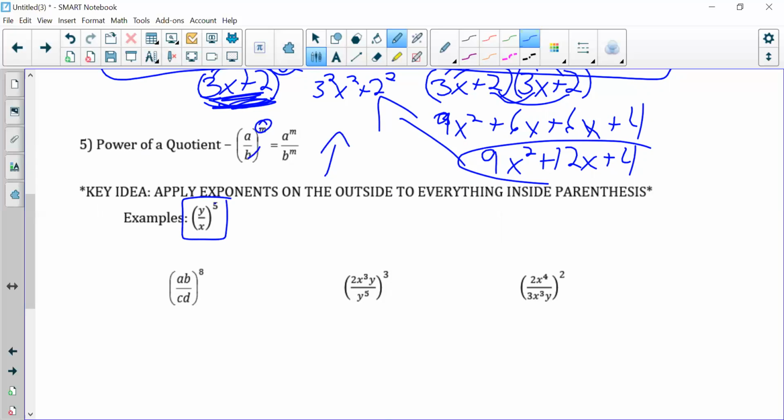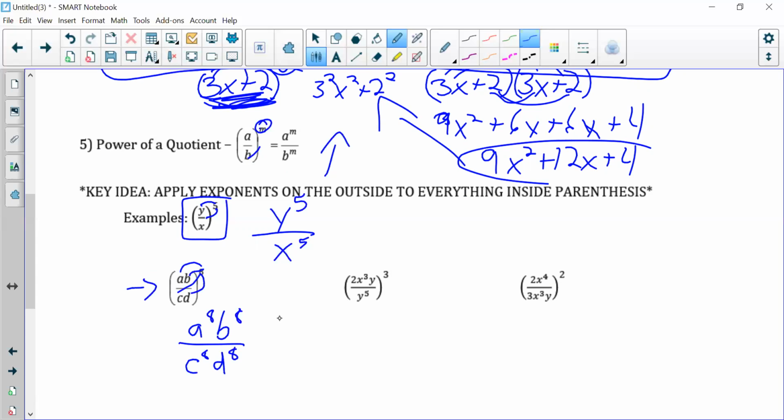We distribute the 5 to the exponent on every number in here. So this becomes y to the 5th over x to the 5th. All right, looking at our next example, distribute the 8 to the exponent of every number in here. So this becomes a to the 8, b to the 8th, over c to the 8th, d to the 8th.